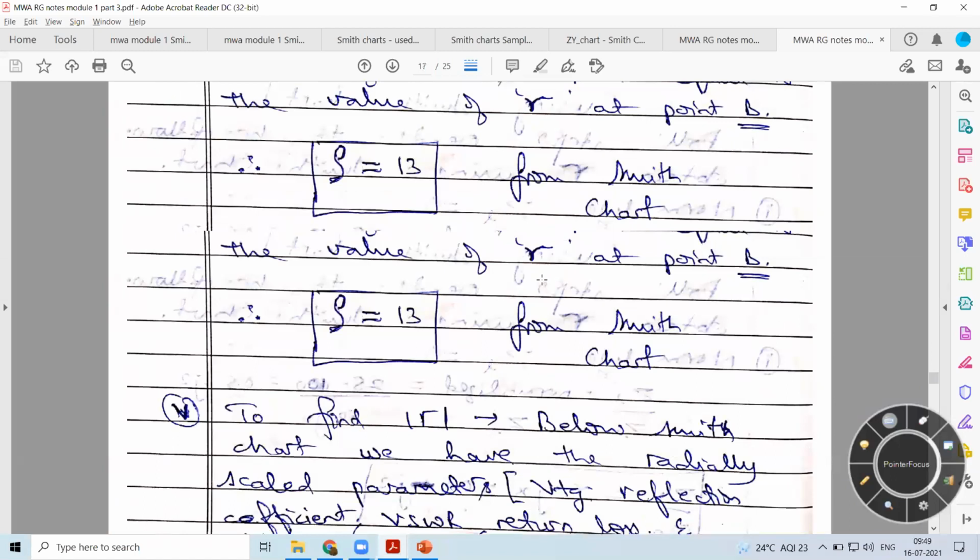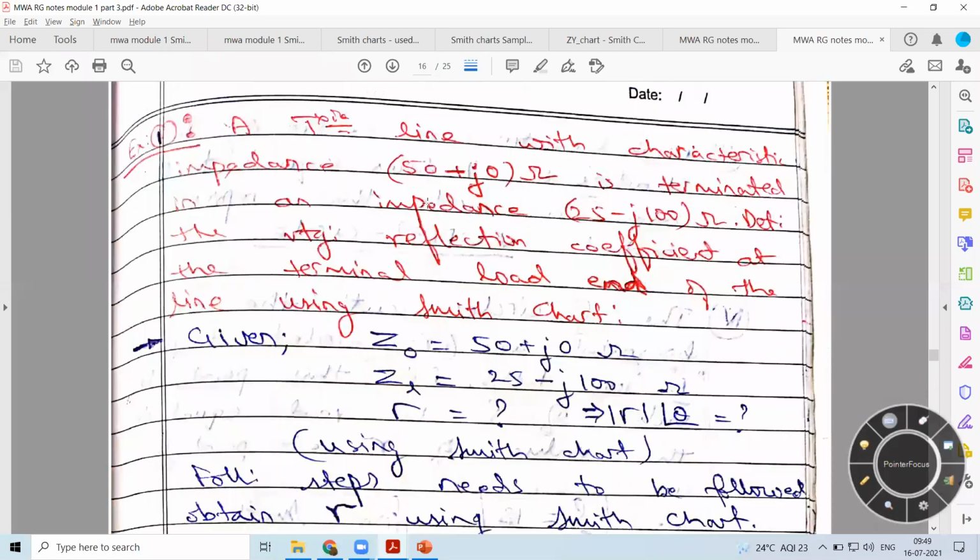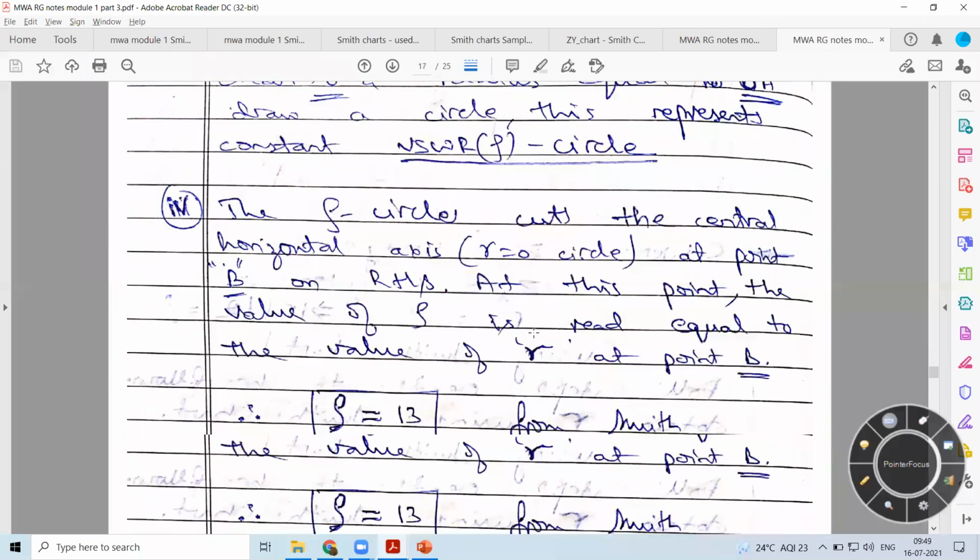So for this case, we have obtained the reflection coefficient at the load end. So this is one problem. Let us have a look at the next.